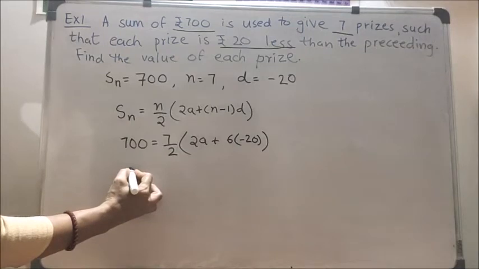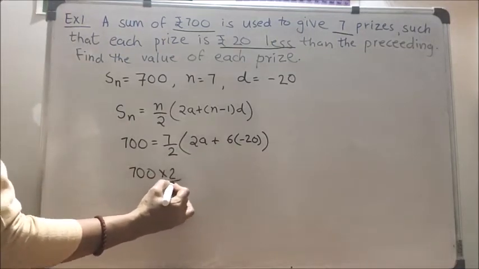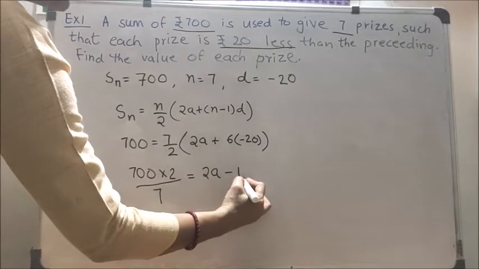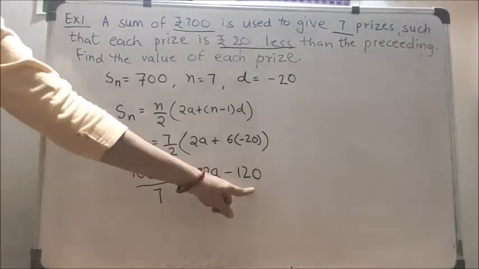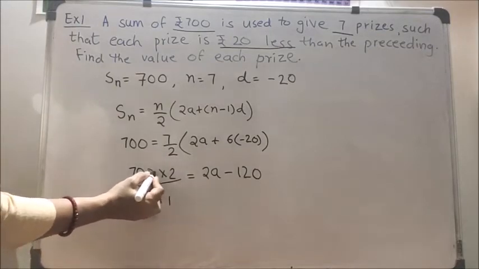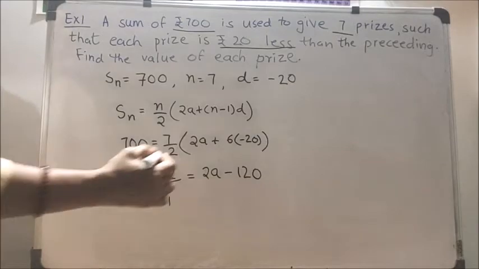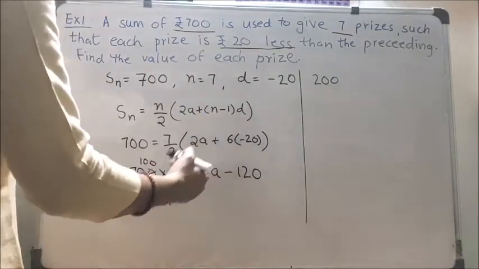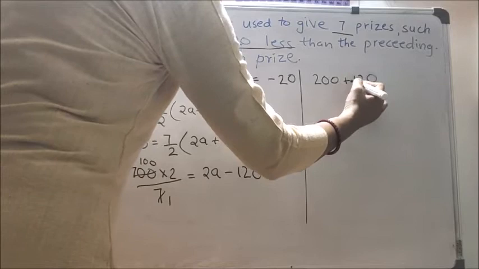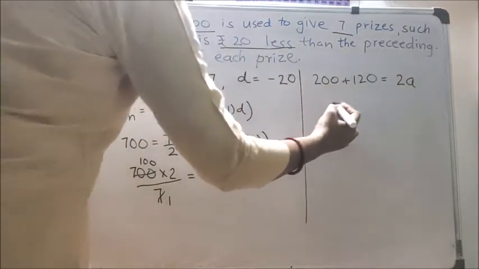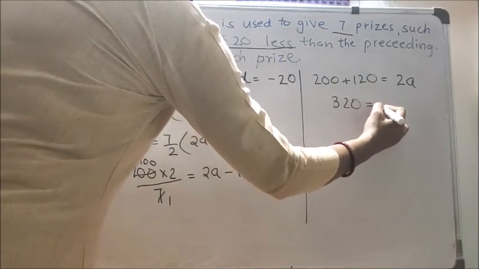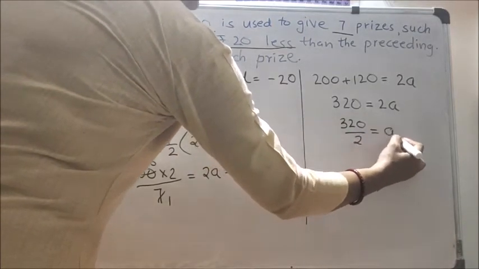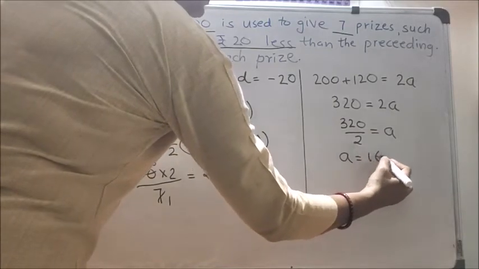Taking 7 by 2 here, you get 700 into 2 upon 7 is equal to 2a minus 120. In the next step, taking 120 here, and before that let's solve: 7 ones are 7 and 7 hundreds are 700. So 100 into 2 is 200. Here you get 200, then minus 120 becomes plus 120, is equal to 2a. That gives you 320 is equal to 2a. That is 320 upon 2 is equal to a, and it gives a is equal to 160.